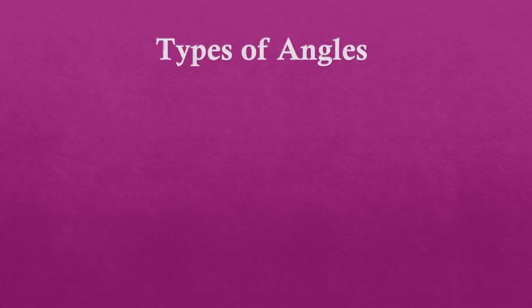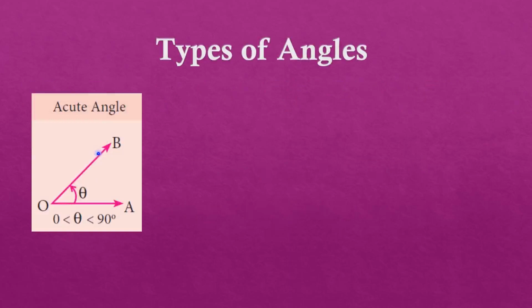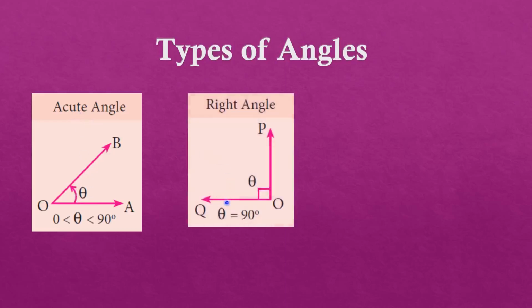We already know about angles. Let us just recall that. First one is acute angle. Acute angle means the value must lie between 0 to 90 degrees. So 0 ல இருந்து 90 degree குள்ள இருக்கிற angle தான் acute angle. Then if the angle is exactly 90 degrees, it is called a right angle.